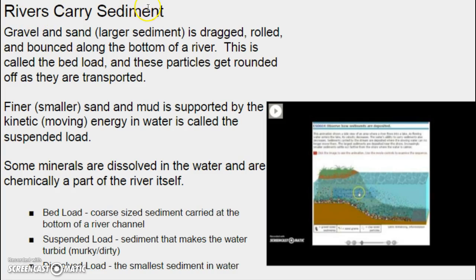So rivers carry sediment. Gravel and sand, larger sediment, is dragged, rolled, and bounced along the bottom of a river. This is called bed load. These particles get rounded off as they are transported. Finer or smaller sand and mud are transported by the kinetic energy, the moving energy in water, and is called suspended load. And lastly, some minerals are dissolved in the water and are chemically a part of the river itself. So we have bed load, suspended load, and dissolved load.